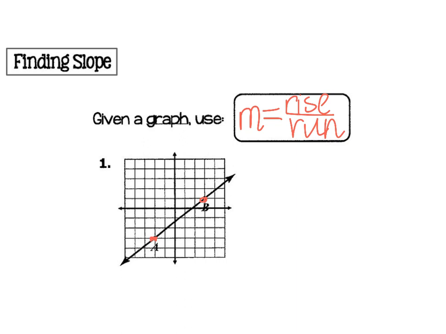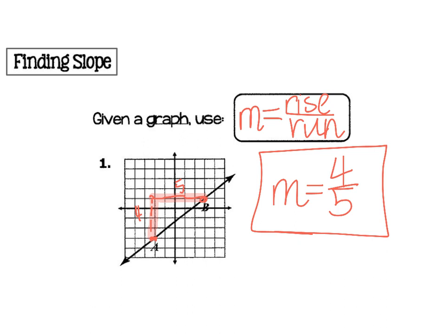So, to get to B, we went up 4, and we went to the right 5. You went up 4 boxes to get to this point, and over 5 boxes to get to that point. So our rise would be 4 because we rose up, and because we went up, it's positive 4, and because we went to the right, it'll be positive 5. So our slope is 4/5.